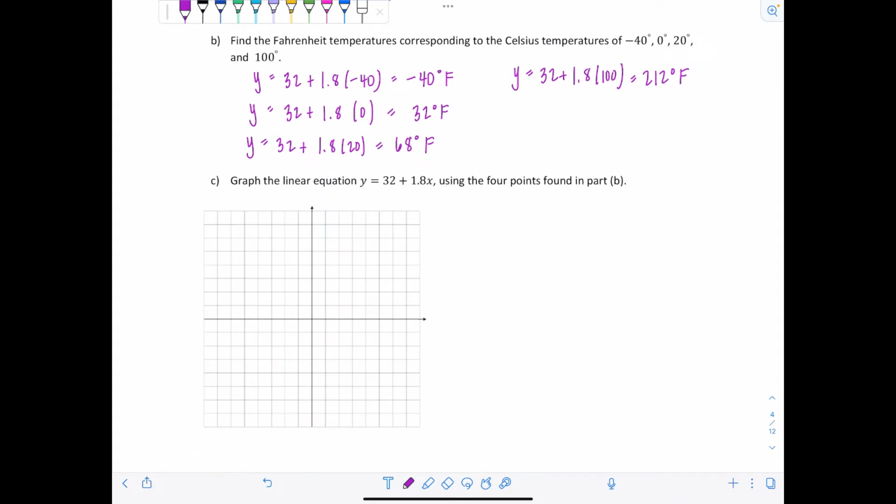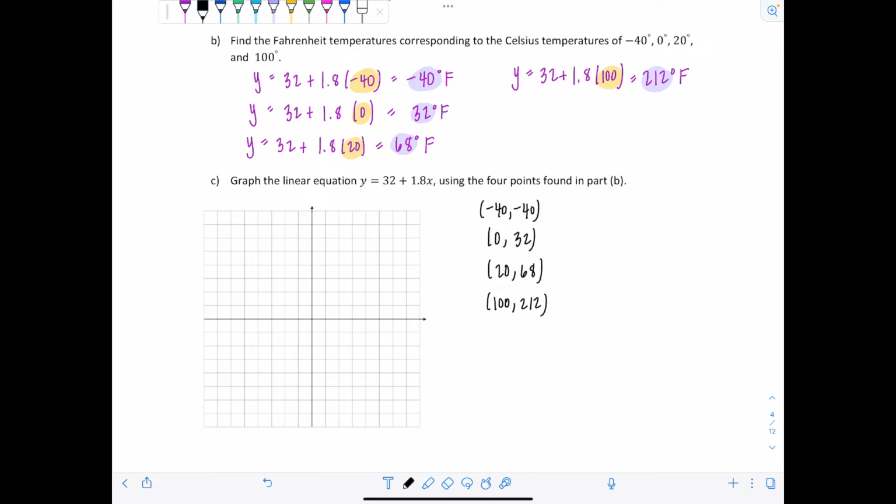Then in the next part, they ask us to graph the linear equation y equals 32 plus 1.8x using the 4 points in part B. So let's list them out as ordered pairs. It'll probably be easier. Remember, all of these values that I inputted for x were Celsius, and the corresponding Fahrenheit values are y. So I'm going to write out ordered pairs. We have (-40, -40). We have (0, 32). Remember, it's always x comma y. We have (20, 68), and then (100, 212).